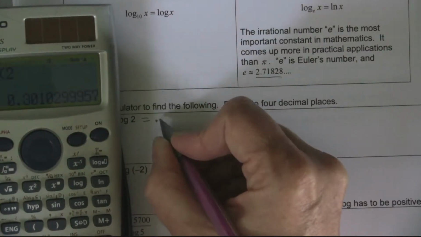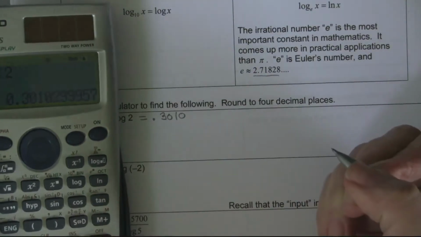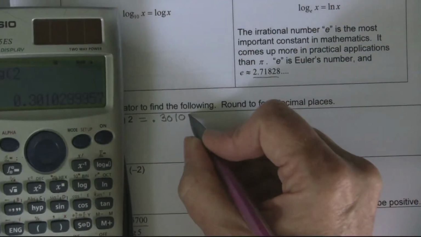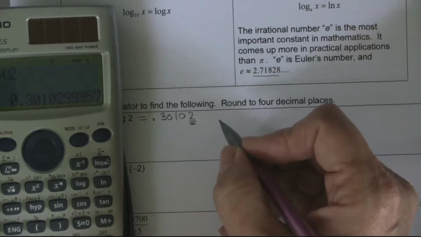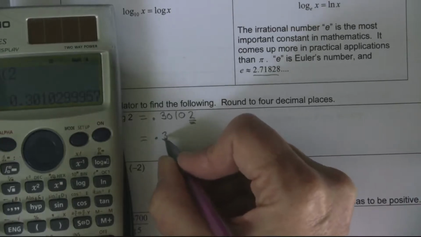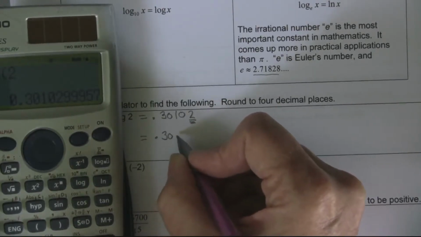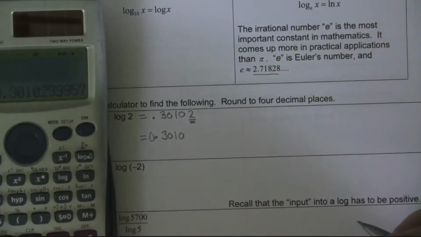0.3010 is 4 decimal places. The next number was a 2, and since that number is not over 5, you would just call it good: 0.3010. And you can put the leading zero there.